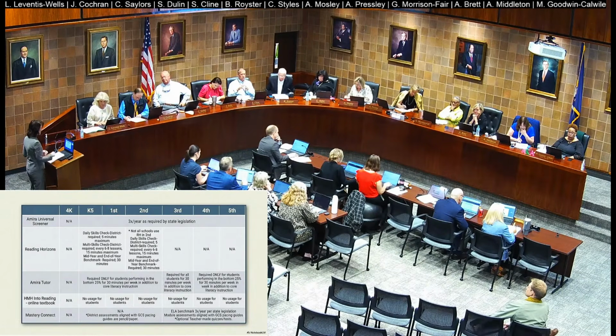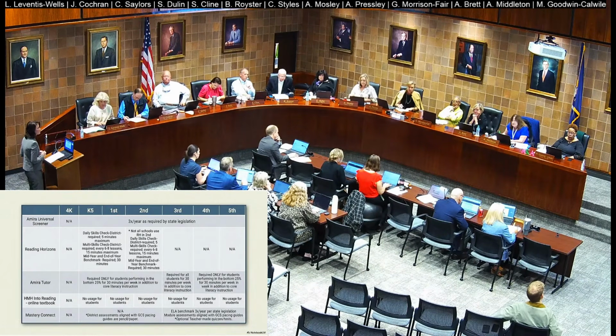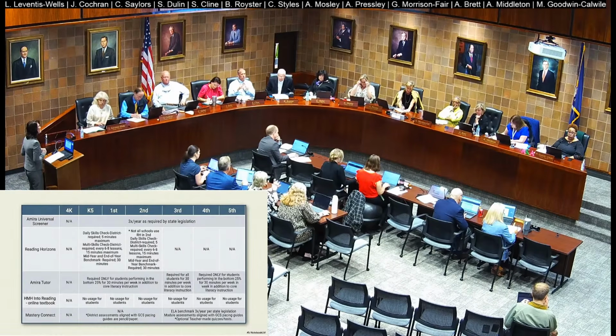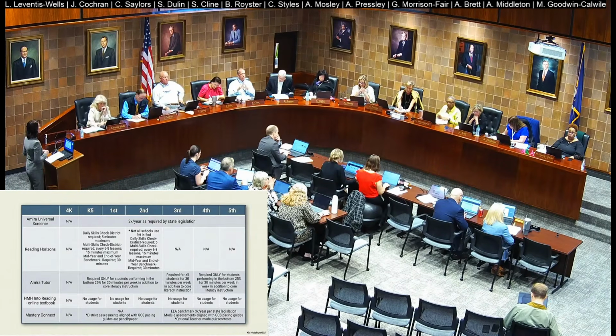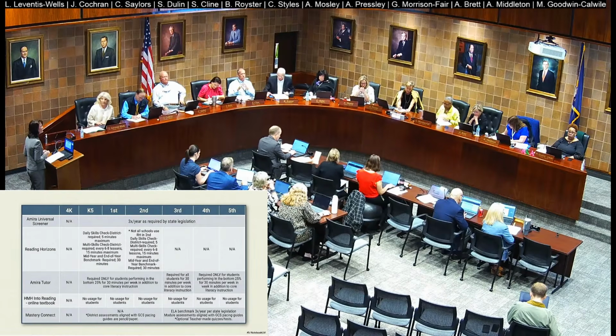Here's an example of, I apologize for the small writing. I hope that you can see it on your copy a little bit easier. But this is an example. This is just a snippet of the guidance that was given at the elementary level to show exactly what guidance was given to schools. This shows the grade levels across the elementary, beginning in K4.